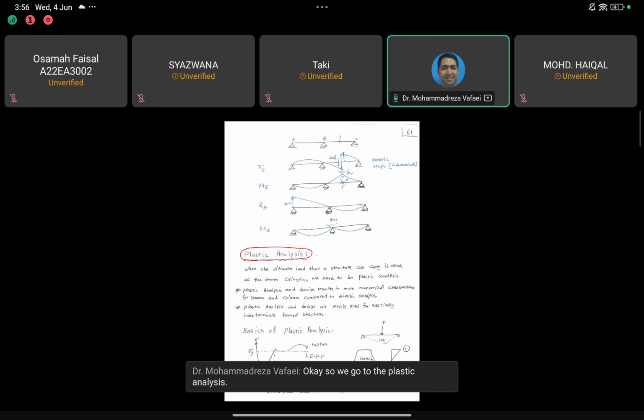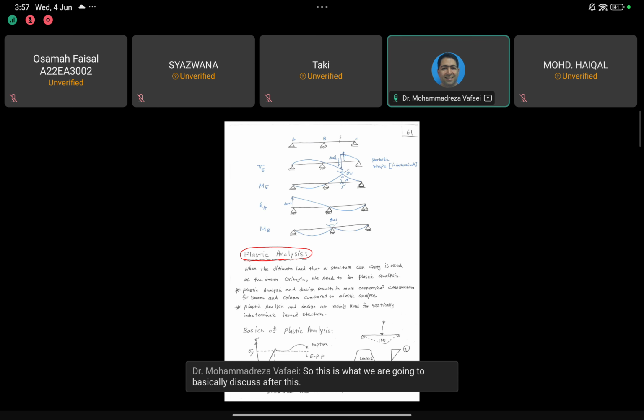All the techniques that you have learned so far for analysis of a structure, like moment distribution, slope deflection, and virtual force method, are all applicable to linear structures. And if the structure is no longer linear, then this is the time that we need to look into a new technique that can analyze our structure. So this is what we are going to discuss after this.